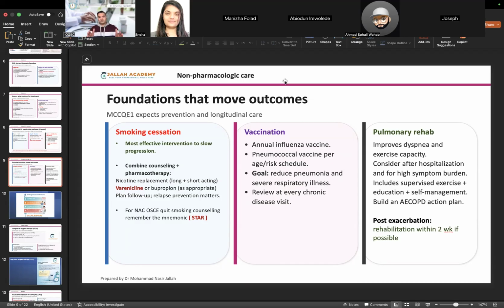And I'm going to go about it and tell you guys the mnemonic and also explain it. But our job as a healthcare provider, when we do the consultation for COPD, or maybe you have a station with a COPD patient, is counseling on smoking cessation together.